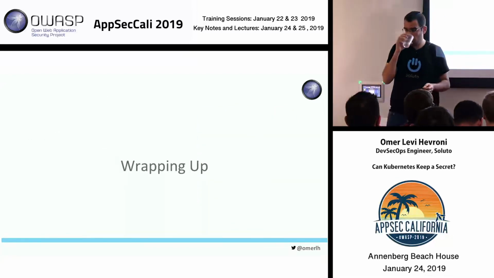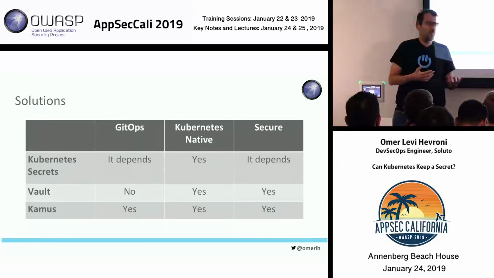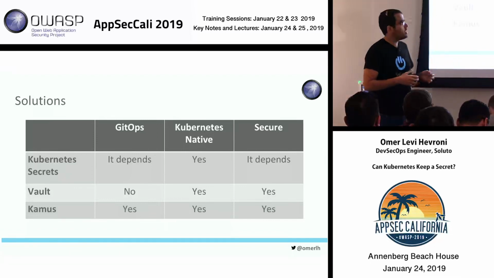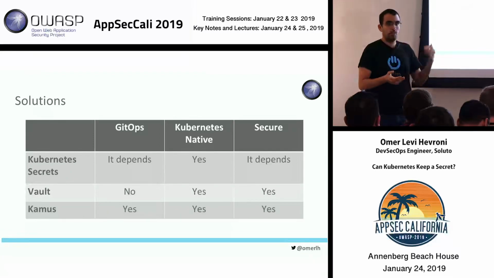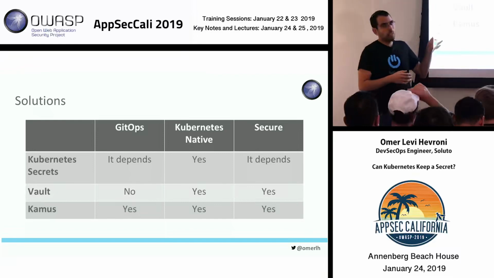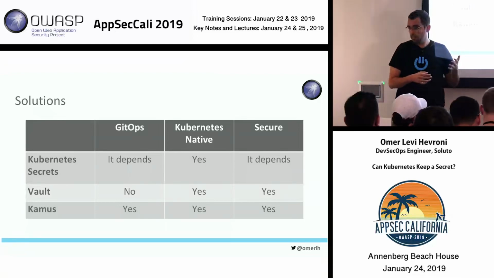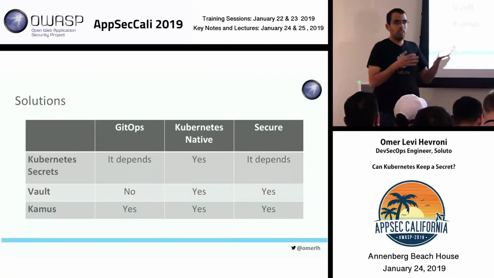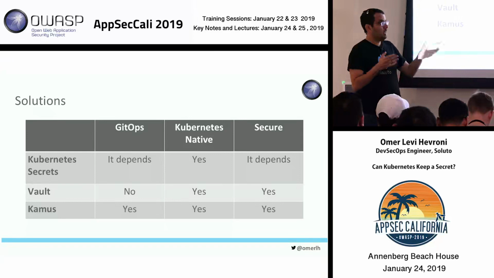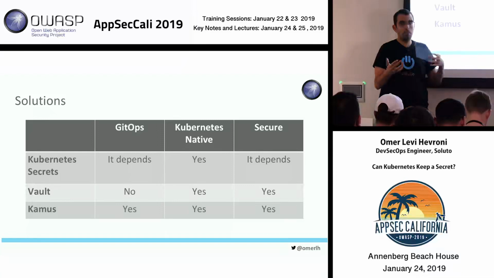Wrapping up. I talked today about the journey we took and the solutions we looked at when we tried to find a good solution for secret management on Kubernetes: Kubernetes native secrets and different solutions to create encrypted secrets, HashiCorp Vault, and Camus, the solution we built. I tried to look at them from 3 parameters: GitOps compatibility, Kubernetes native, and secure. You can see that the solutions differ in these parameters. For example, Kubernetes secrets is Kubernetes native, but both secure and GitOps really depend on how you use it and what you can live with.